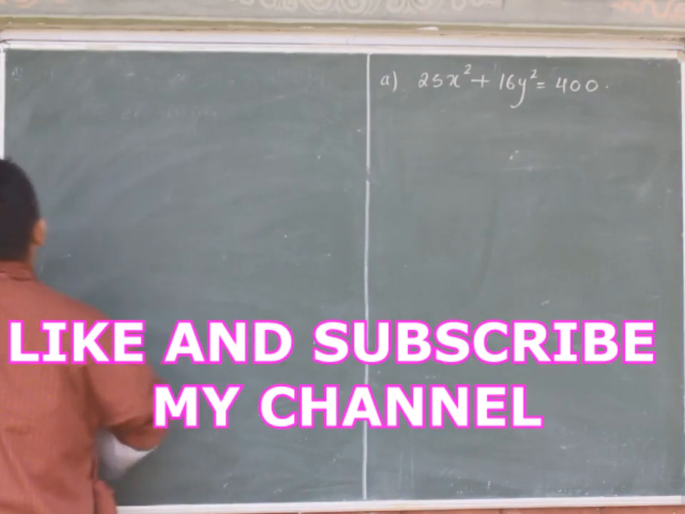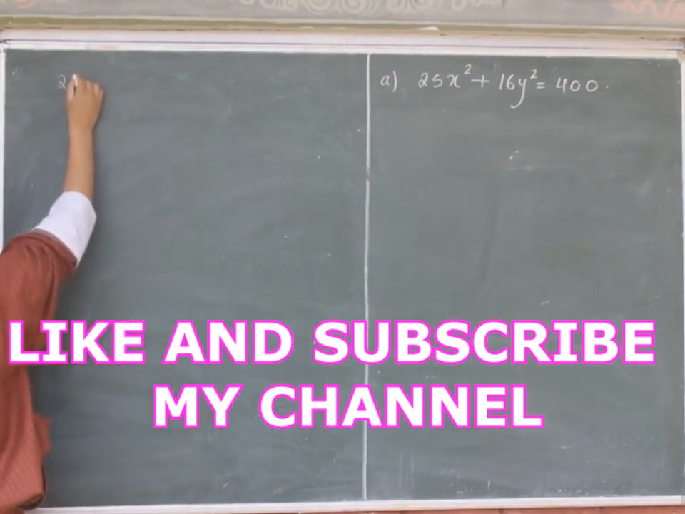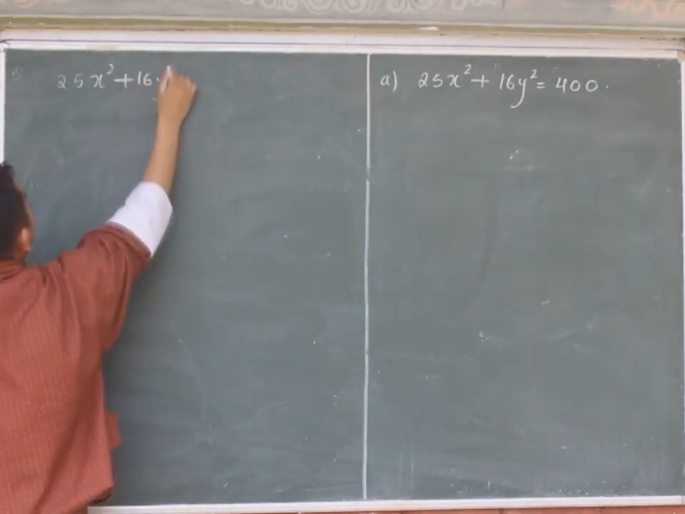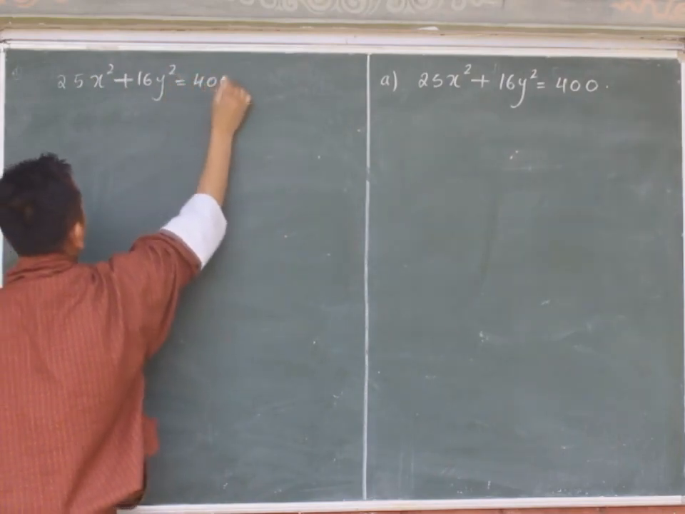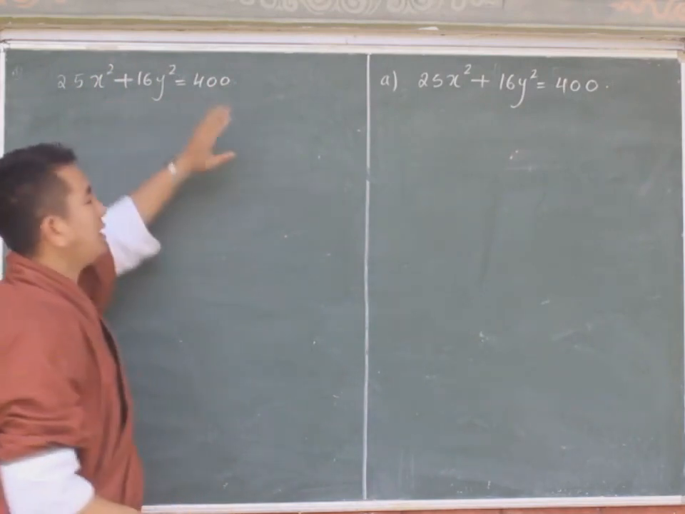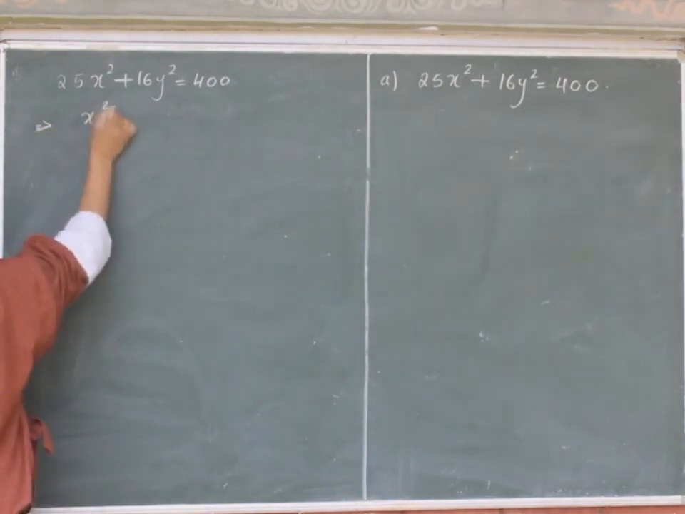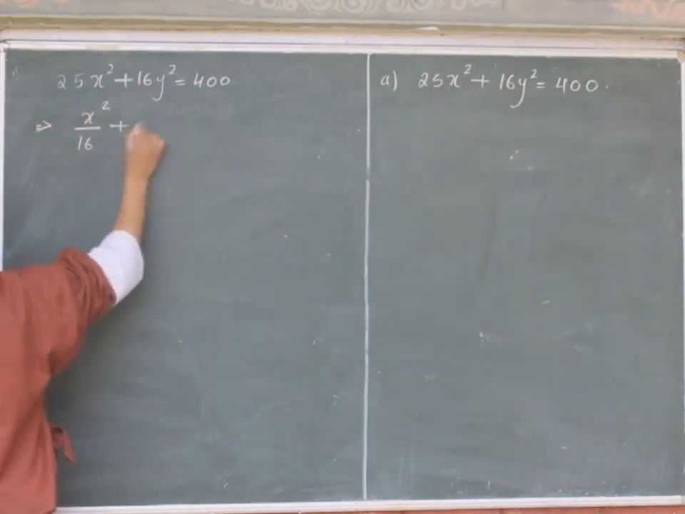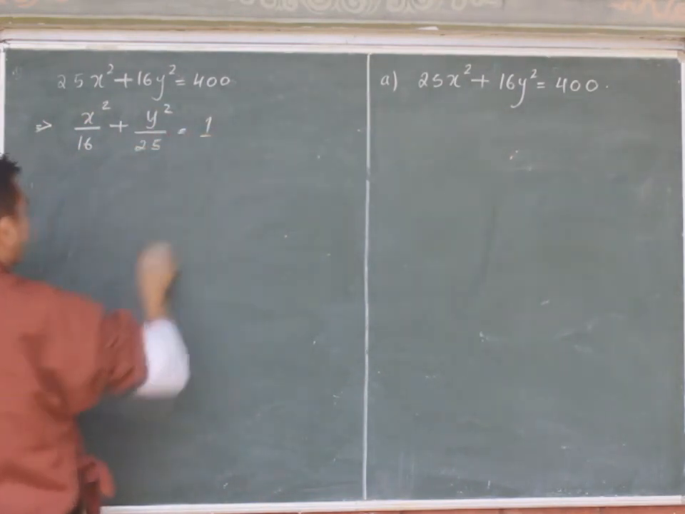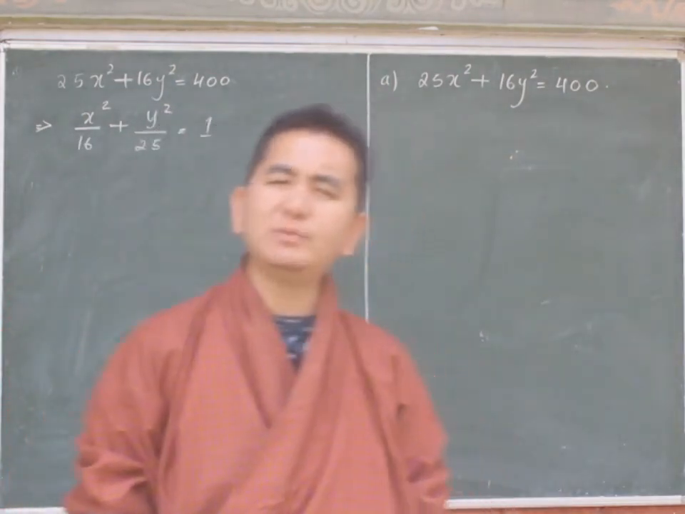The equation of the ellipse given in A is 25x square plus 16y square is equivalent to 400. Let's try to make it in standard form. To make it in standard form, divide both sides by 400. When you divide both sides by 400, we have x square by 16 plus y square by 25 is equivalent to 1. Now, is this a horizontal or vertical ellipse?